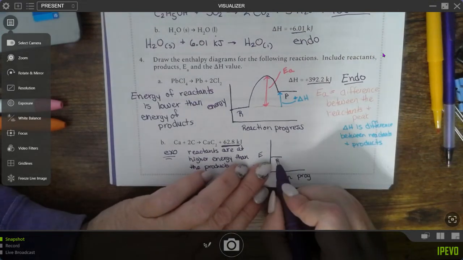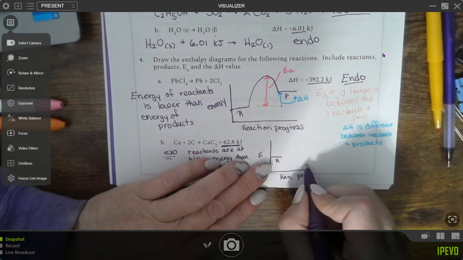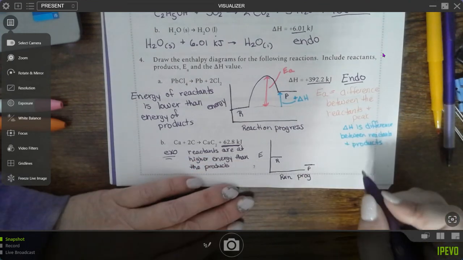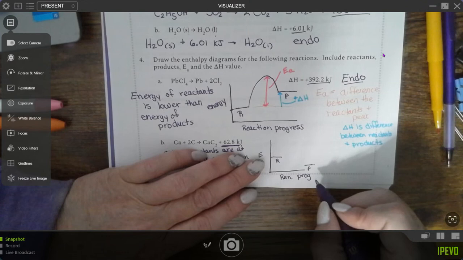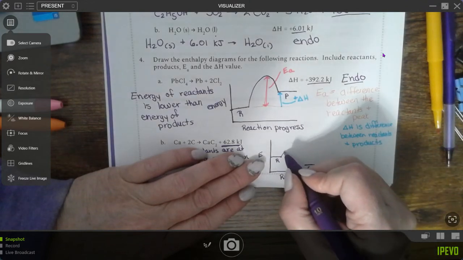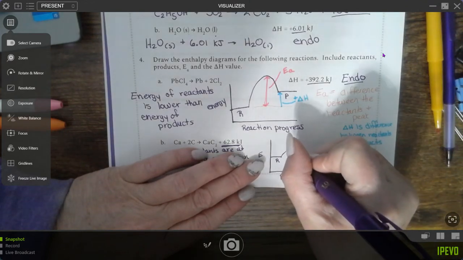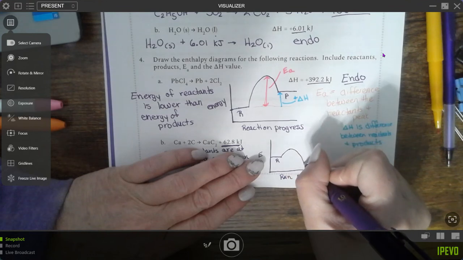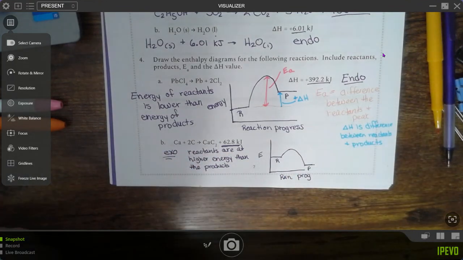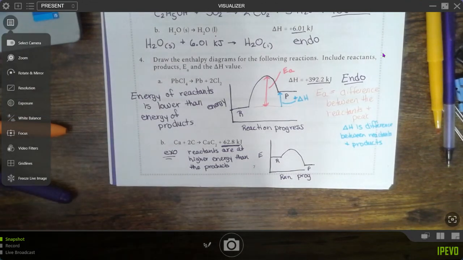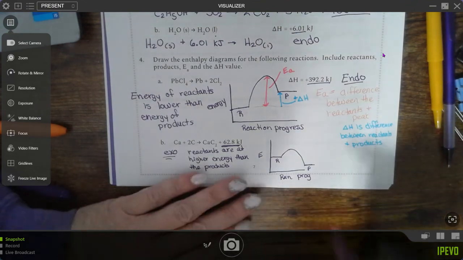Which means if this is my reactants, my products are going to be over here somewhere at a lower energy level. And then the way that I get from reactants to products is I've got to go up that activation energy, the amount of energy it takes to get the reaction going. And then I drop down to the energy level of my products. Okay. So let's look at activation energy.